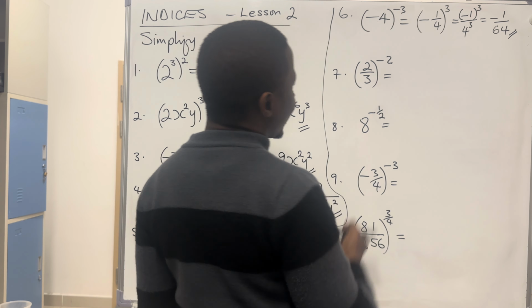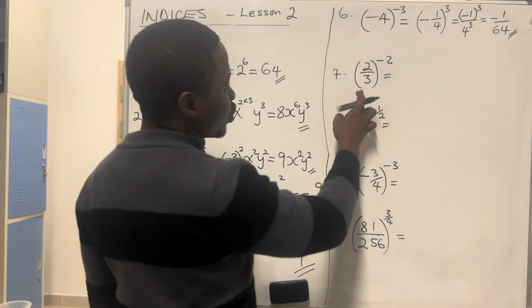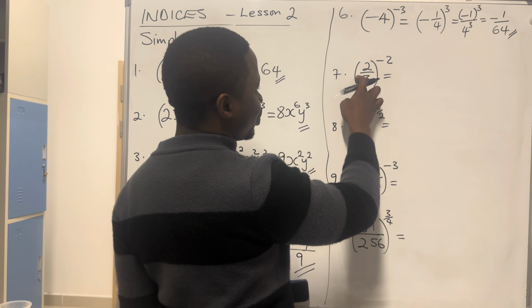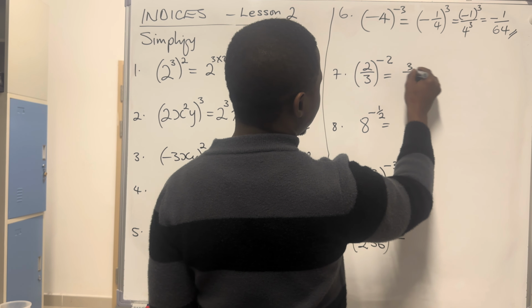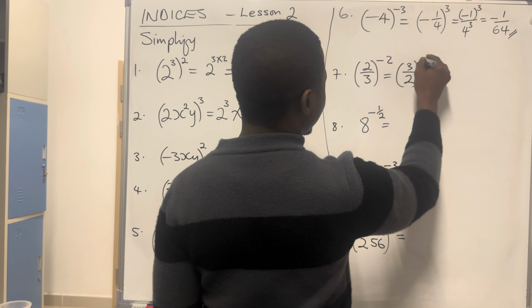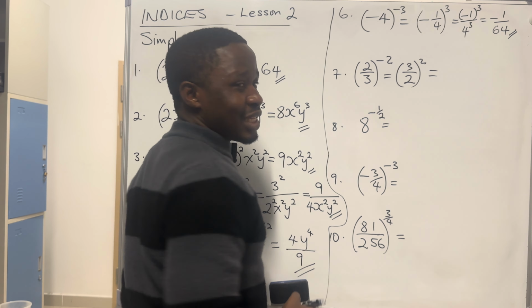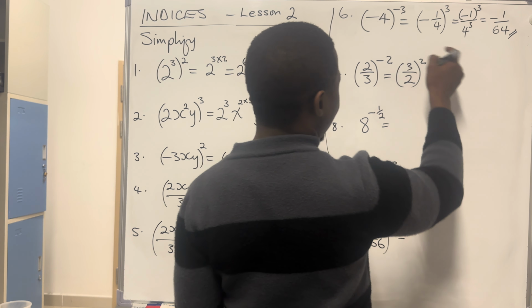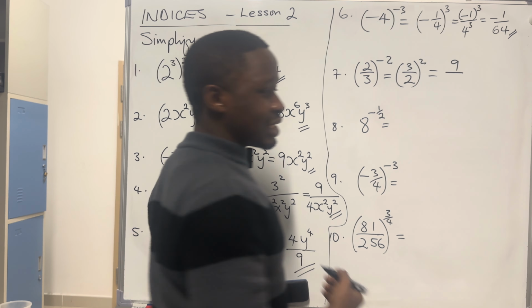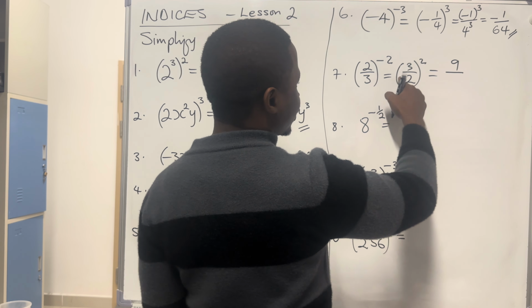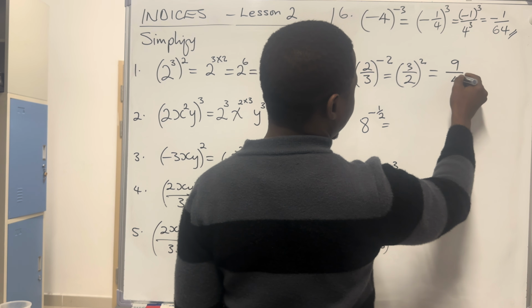So here again, the power is negative. So we consider the inverse of the base. What is the inverse of this? It's 3 over 2. Now we can ignore the minus. If the square affects 3, we get 3 squared, which is 9. That is 3 times 3. If the square affects 2, we have 2 squared, which is 4.